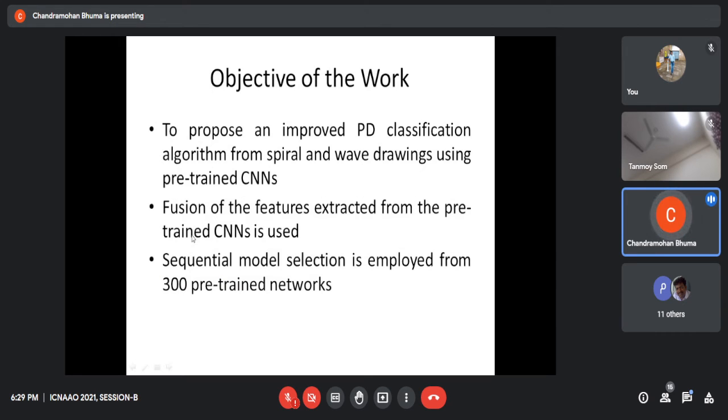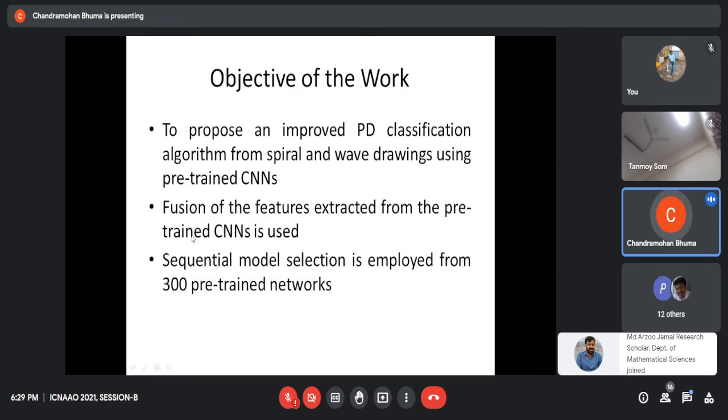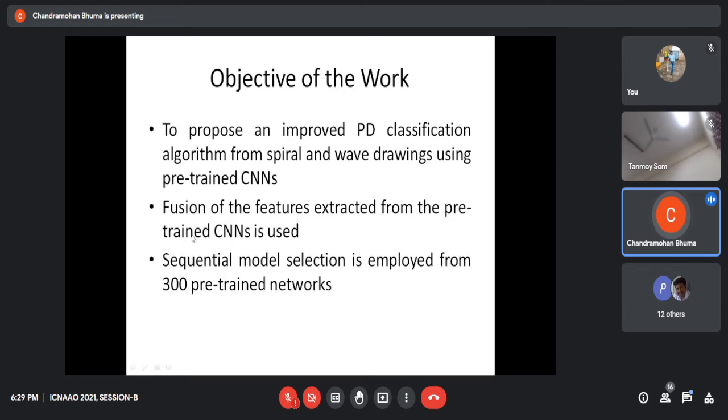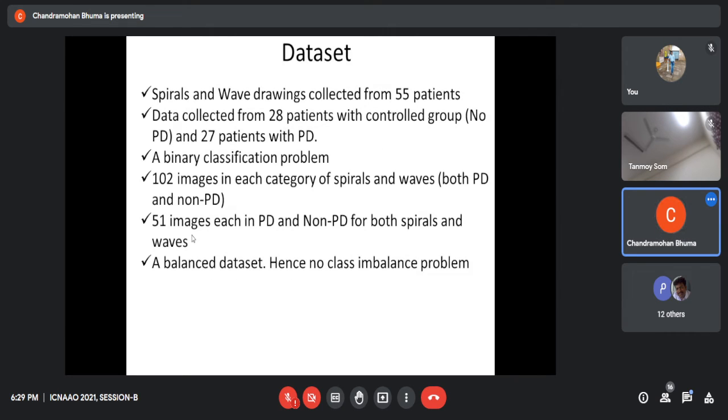Now, the objective of this work is to propose an algorithm with improved classification accuracy using pre-trained convolutional neural networks. Pre-trained convolutional neural networks are networks already trained on some other data set, not the Parkinson disease data set. Here, the data set consists of 55 patients' data, 28 patients without Parkinson disease and 27 patients with Parkinson disease. So the problem is basically a binary classification problem.